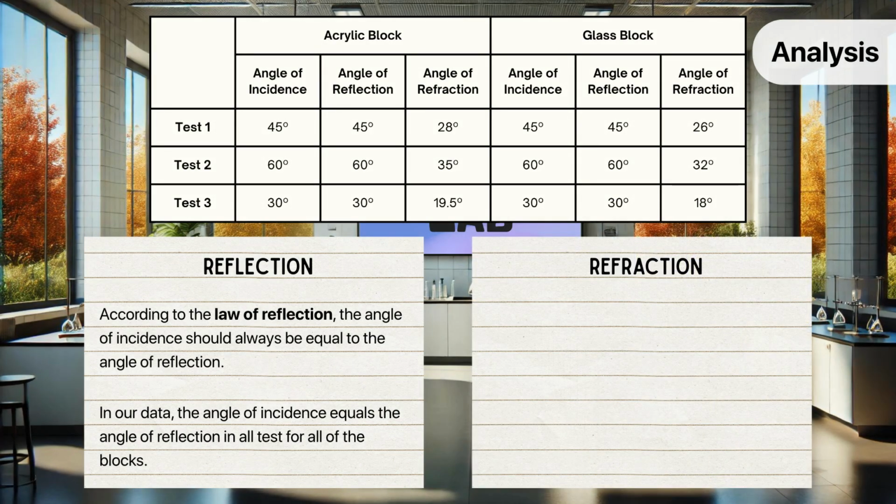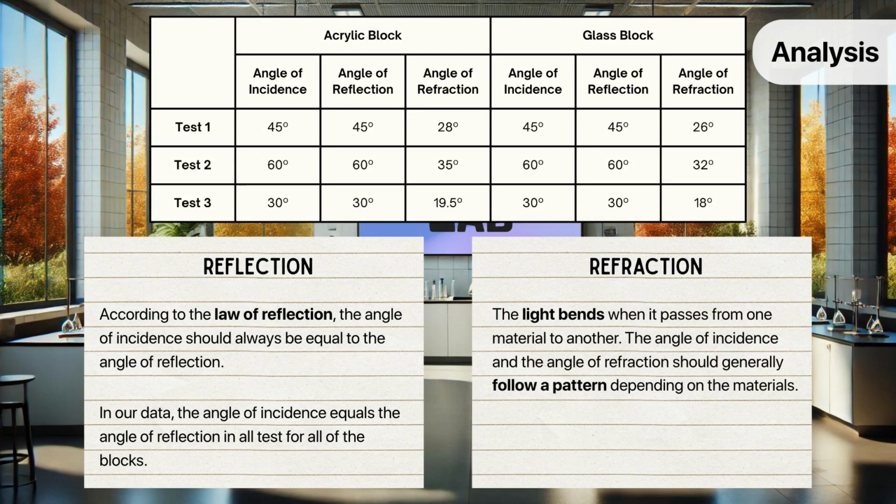Now let's talk about refraction. The light bends when it passes from one material to another. The angle of incidence and the angle of refraction should generally follow a pattern depending on the materials. For example, light bends more when passing through glass than when passing through air. How did your results compare for the acrylic polymer block and the glass block? Did the light bend more in one than the other? That difference can be explained by the refractive index of the material.